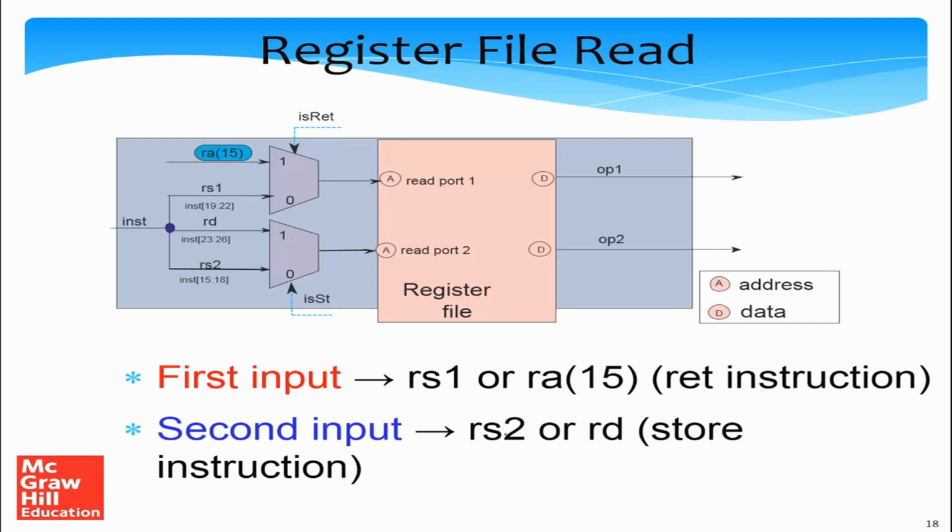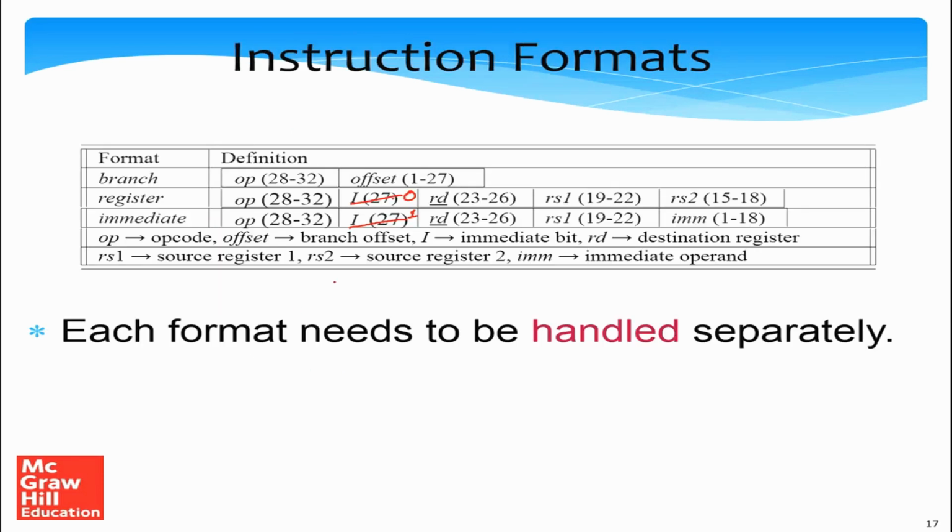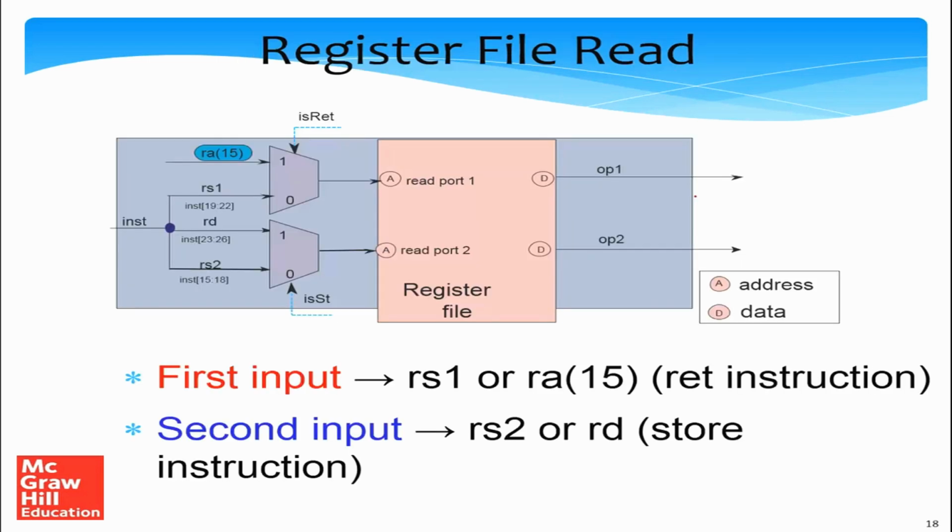So the next part, after doing a little bit of decoding in the OF stage, is to read the contents from the register file. Let's take a look at what's happening. Given an instruction, bits 19 to 22 are RS1 and 15 to 18 are RS2. So we assume a register file. A register file is basically a set of registers. We have 16 registers in simple RISC, so the register file will contain 16 registers.